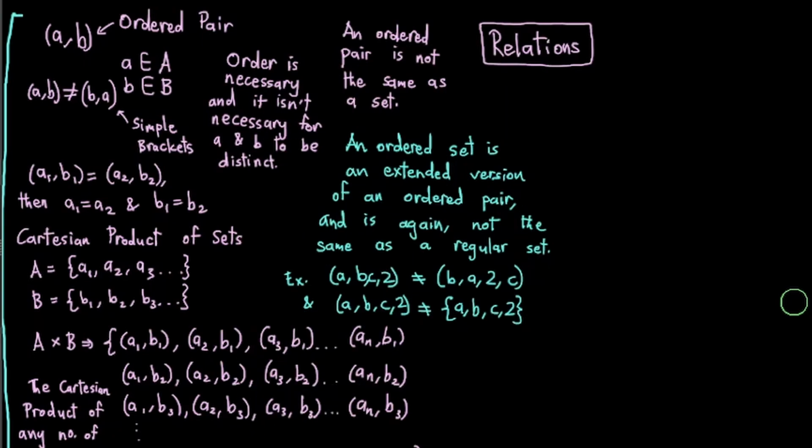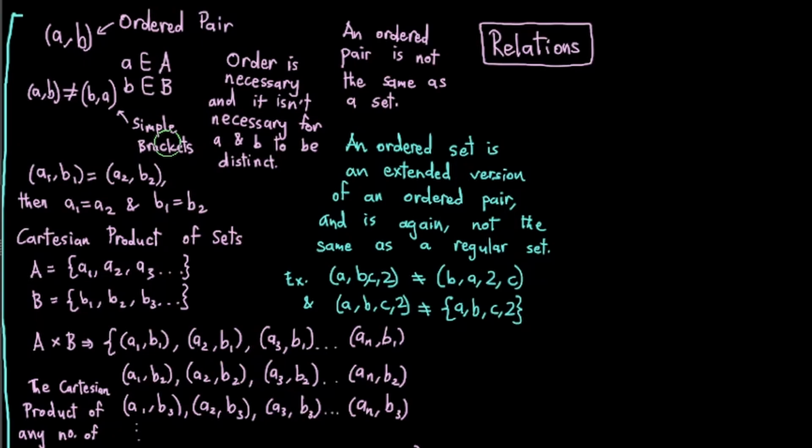We denote ordered pairs in this form: (A, B) with regular brackets. These should not be confused with open intervals. The main thing to know is that in (A, B), A belongs to the set A and B belongs to the set B. The most important thing to remember is that (A, B) is not the same as (B, A) for ordered pairs. Order is necessary, and it isn't necessary for A and B to be distinct in this case.